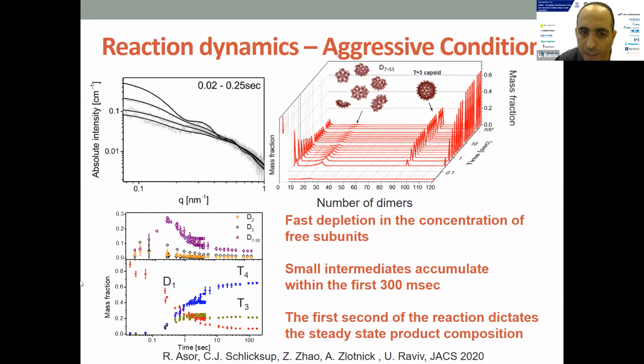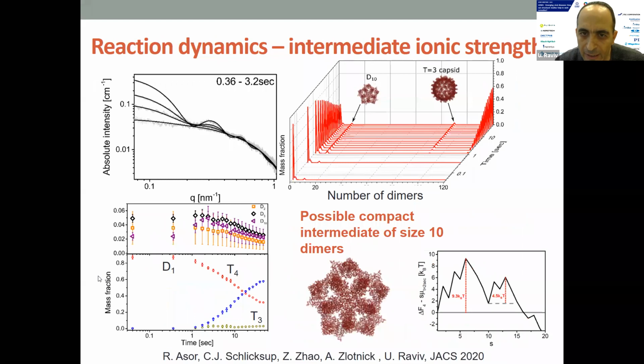And then we also have the intermediate ionic strength, where we have just 10 dimers as an intermediate. So the decamer would be stable in the energy landscape, and therefore it appears, and things are behaving as an intermediate state.